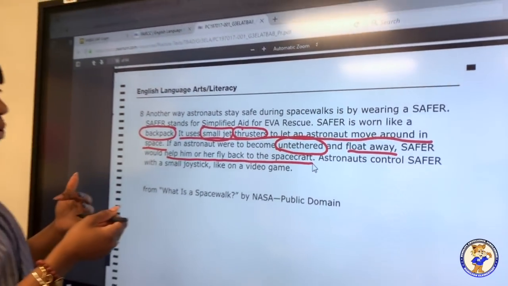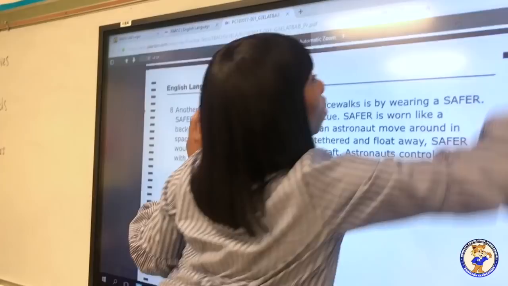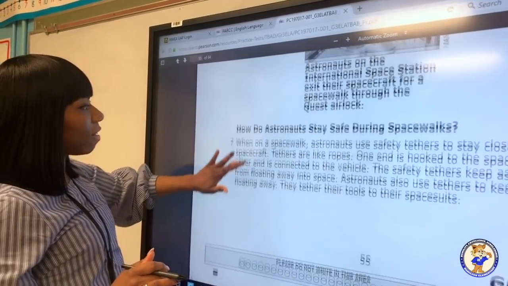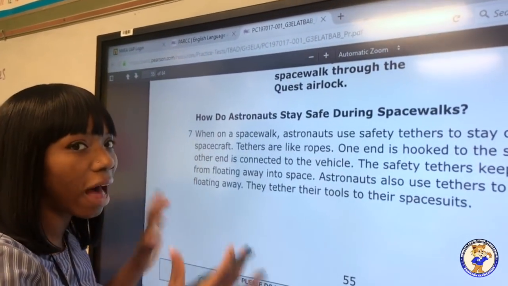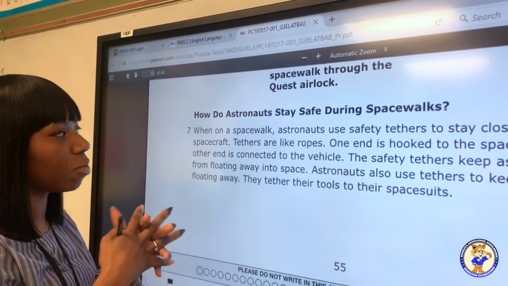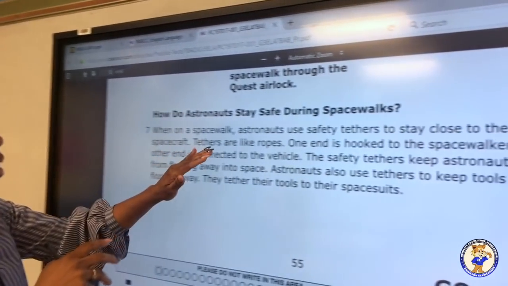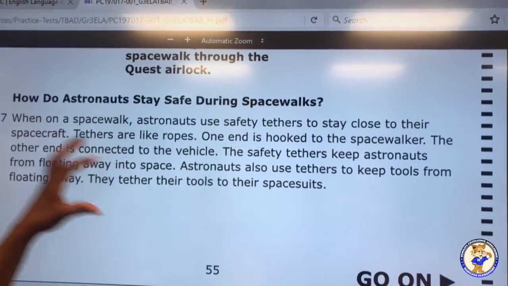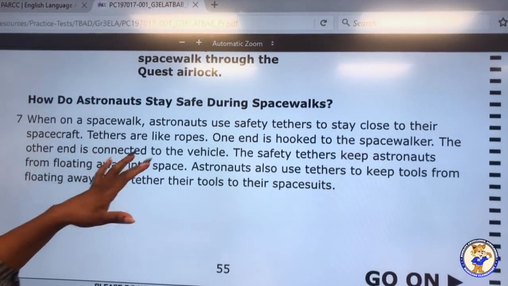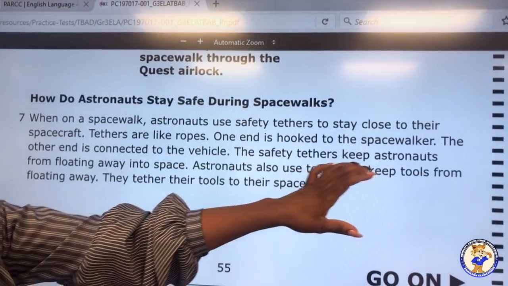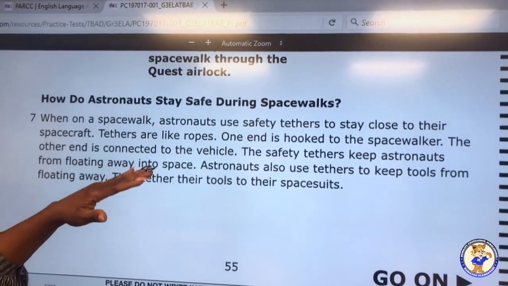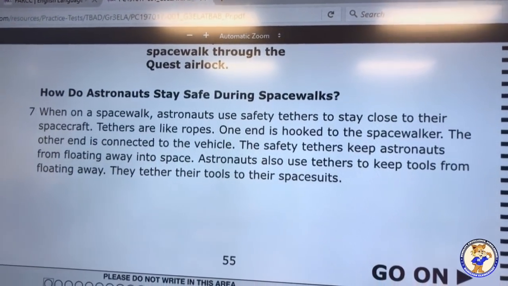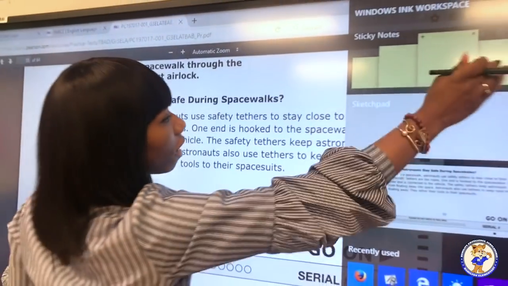So at this point, I think it would be important for me also to read passage 7. I still didn't take time to read the entire passage because time management is important. When on a spacecraft, astronauts use safety tethers to stay close to their spacecraft. Tethers are like ropes. One end is hooked to the spacewalk. The other end is connected to the vehicle. I'm going to stop there, make my quick annotations.